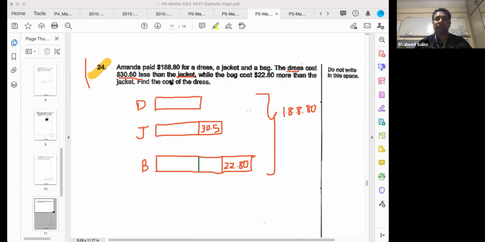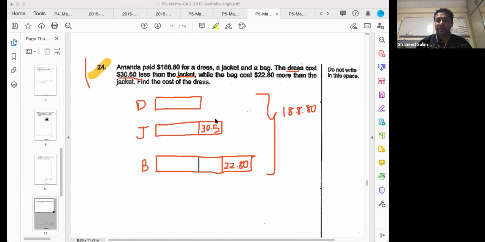The dress is the cheapest, so I let it be 1 unit. The dress costs $30.50 less than the jacket. That means the jacket is $30.50 more. So that's why I put down here. And then they say the bag costs $22 more than the jacket. So jacket starts from here, right? It stops on here, right?